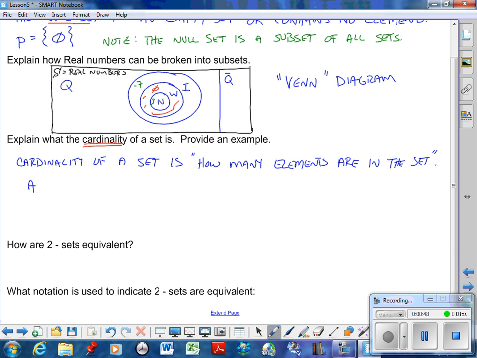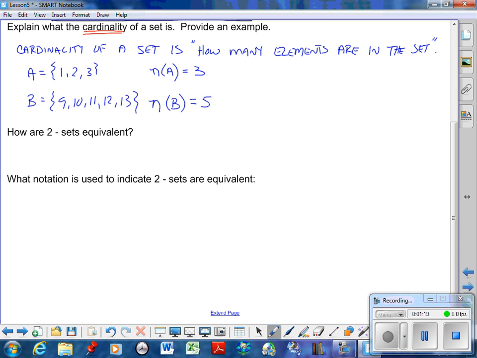So if I had A equals {1, 2, 3}, B equals {9, 10, 11, 12, 13}, the appropriate notation would be the cardinality of set A, so n(A) equals 3 terms or 3 elements. The cardinality of set B is 5. So just counting up how many elements exist within that particular set.